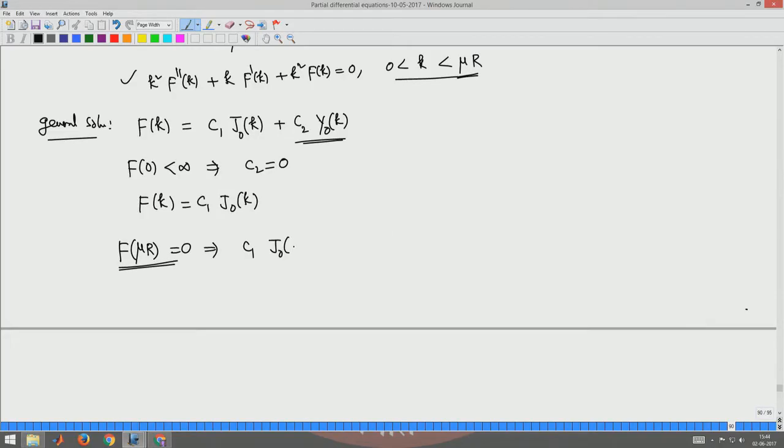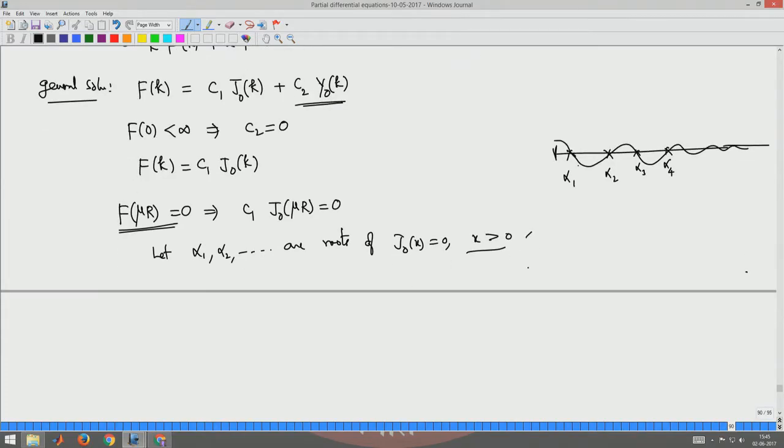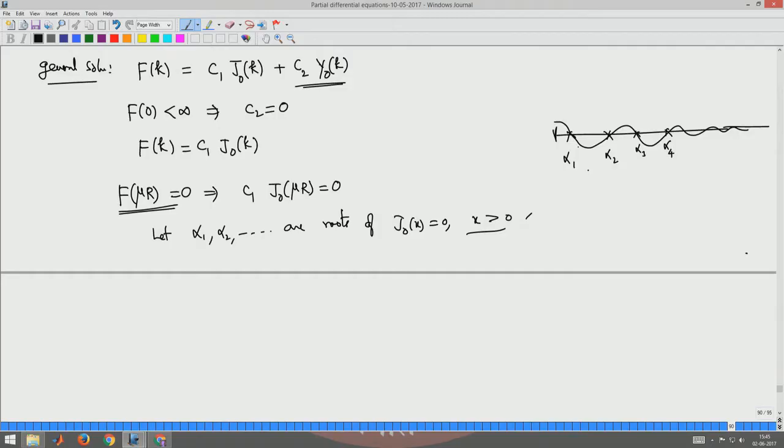So, C1 into J0 of mu R equal to 0, and we know that the J0 function has infinitely many zeros on the positive x axis. We can call them alpha 1, alpha 2, alpha 3 and so on. Let alpha 1, alpha 2, alpha 3 and so on be the infinite roots of J0 of x equal to 0 for x positive. The alphas are all positive roots, because this is defined on the positive side.